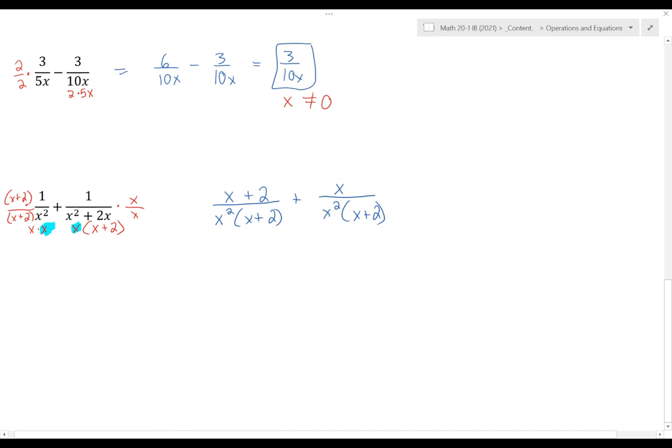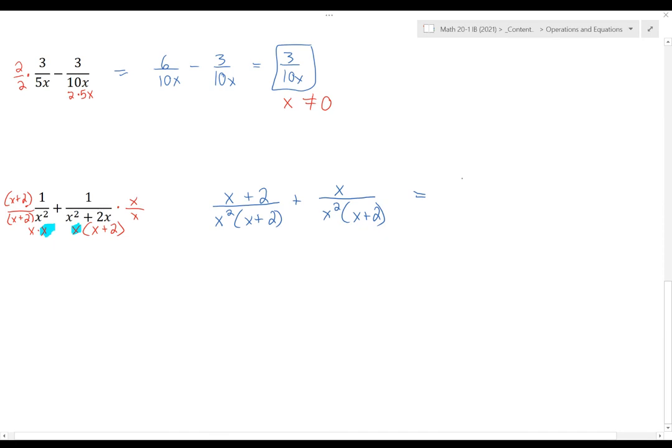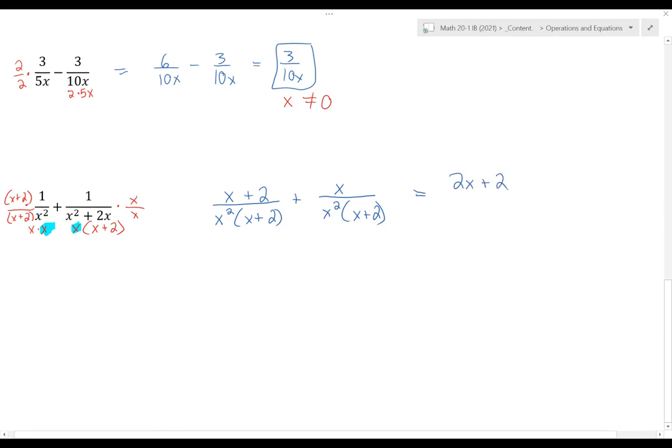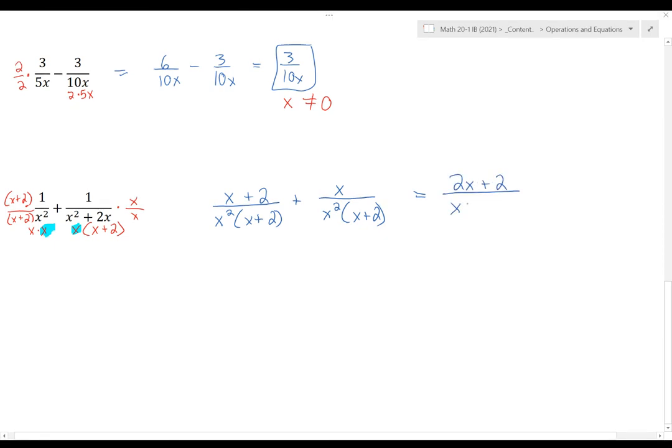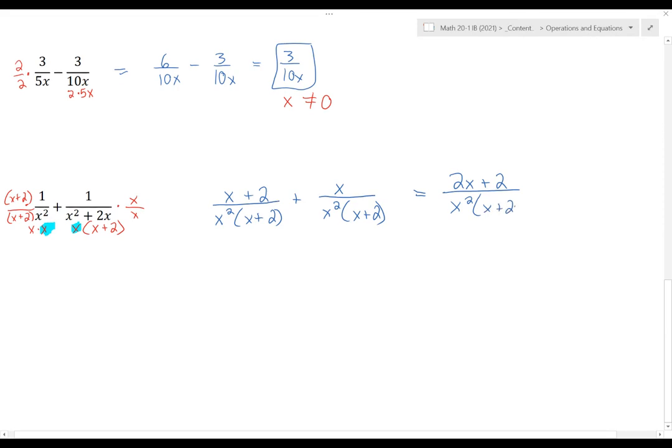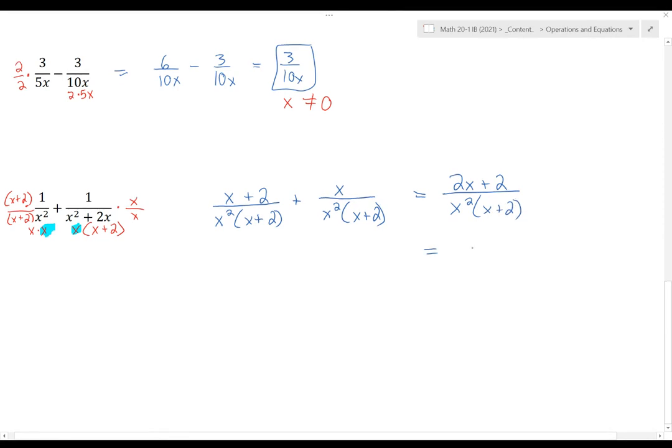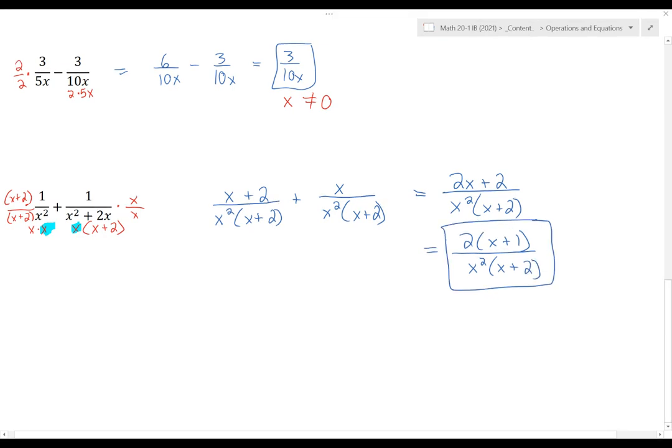Now that they have the same denominator, I can add together the numerators. So x plus x is 2x, plus 2, over x squared times x plus 2. And then I factor my numerator just to make sure that everything is as simplified as it can be. So I have 2 times x plus 1 over x squared times x plus 2. There are no common factors, so this is the simplified sum.